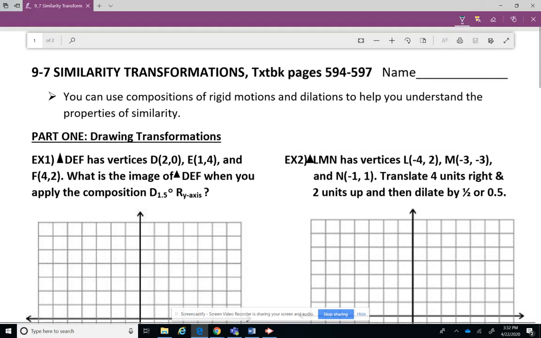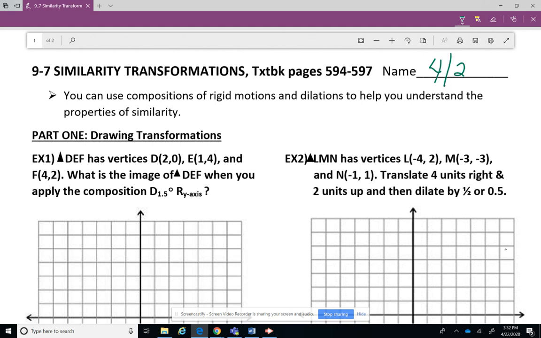So today is Thursday, the 23rd. All right. For Section 9.7, the page numbers are right here.